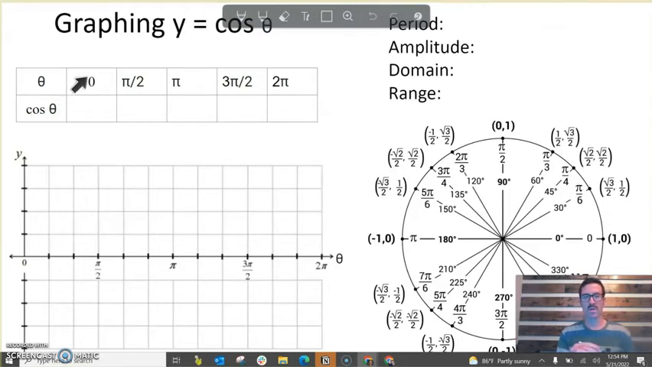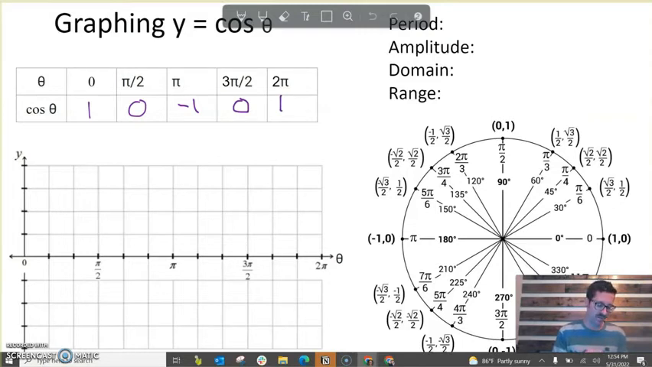So if I come over here, once again, to 0 radians, our x-coordinate is 1. And then I rotate up here to pi over 2, and our x-coordinate is 0. And then I rotate over here to pi, and our x-coordinate's negative 1. And then at 3 pi over 2, our x-coordinate's 0. And then at 2 pi, we're coterminal with our original 0 radians, so our x-coordinate's 1.